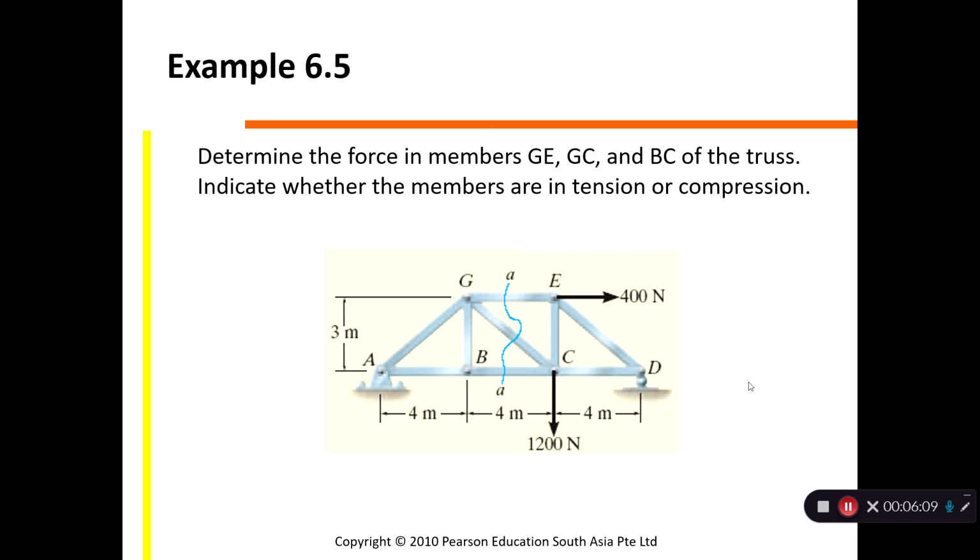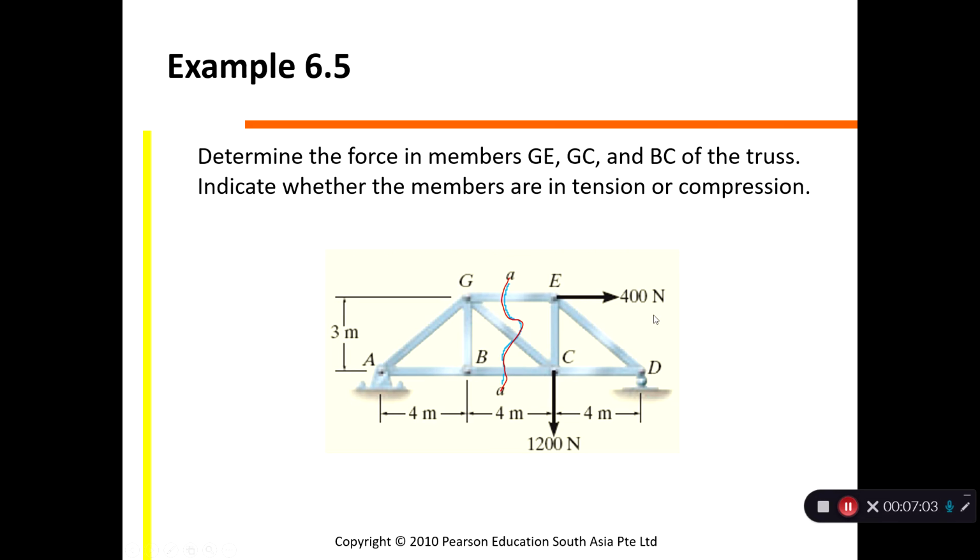Determine the force in members GE, GC and BC of the truss. Indicate whether they are in tension or compression. So we identify the members GE, GC and BC, and we find that they can be cut using a single cutting plane. So the cutting plane is this, AA. So you're cutting through.